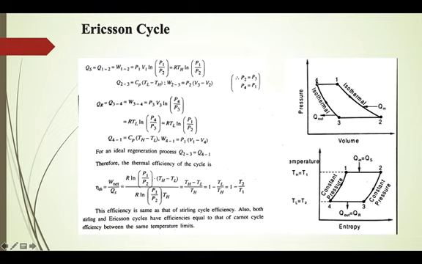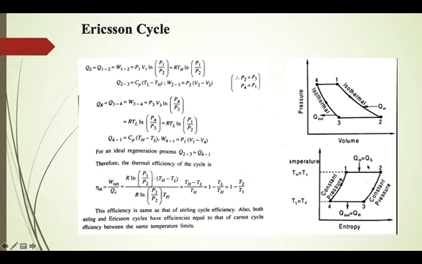Here you can see 4 to 1 is a constant pressure process and 2 to 3 is also a constant pressure process. Then we have two isothermal processes, 1 to 2 and 3 to 4. During isothermal process 1 to 2 heat is applied, Q in, and 3 to 4 heat is rejected, Q out. The same has been shown on temperature entropy diagram.